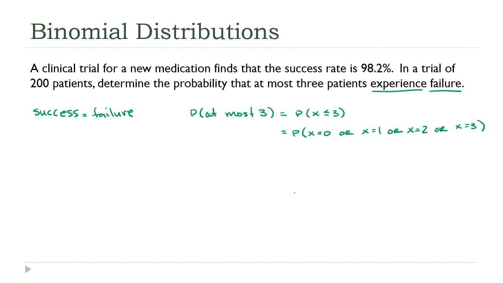How do we do ORs? Well, we do them individually. Probability x equals 0 plus the probability x equals 1 plus the probability x equals 2 plus the probability x equals 3. Now, this isn't an at least situation like I had with the last one, where I can bring out the complement rule and make my life easier. Here, you really have no recourse but to go to the binomial probability formula 4 separate times.